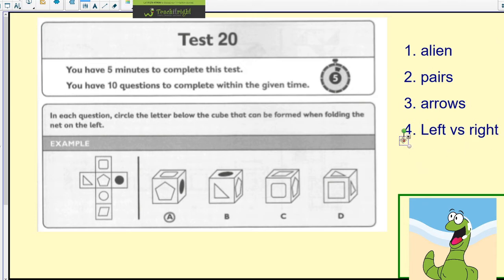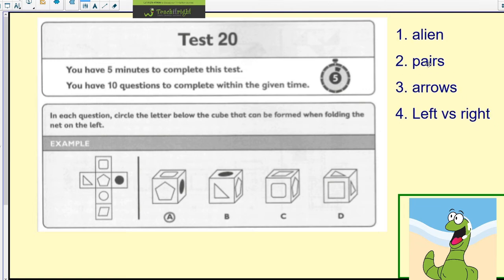And we go through these in this order because obviously the alien shapes are the easiest to spot, then the pairs, within the arrows, and then finally I think the hardest one to ascertain is if it's a left versus right shape. So if I reference 1, 2, 3, or 4, these are what I'm referencing.